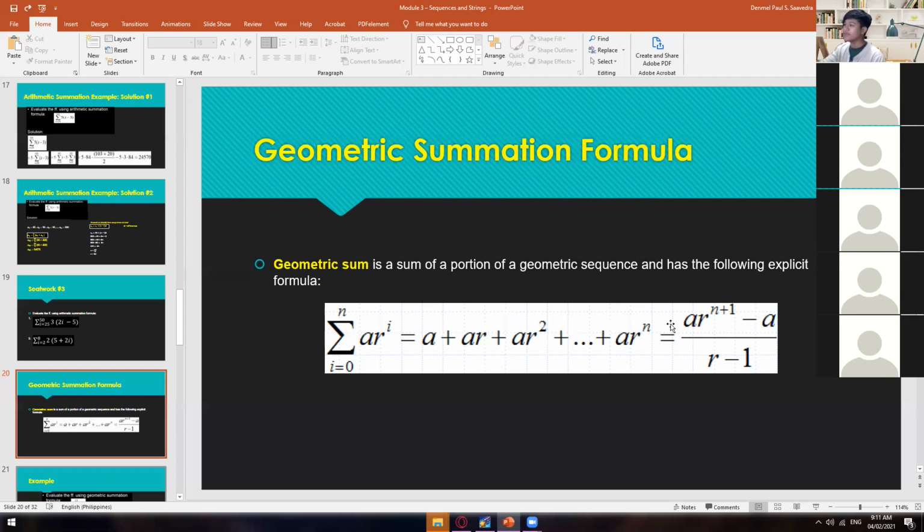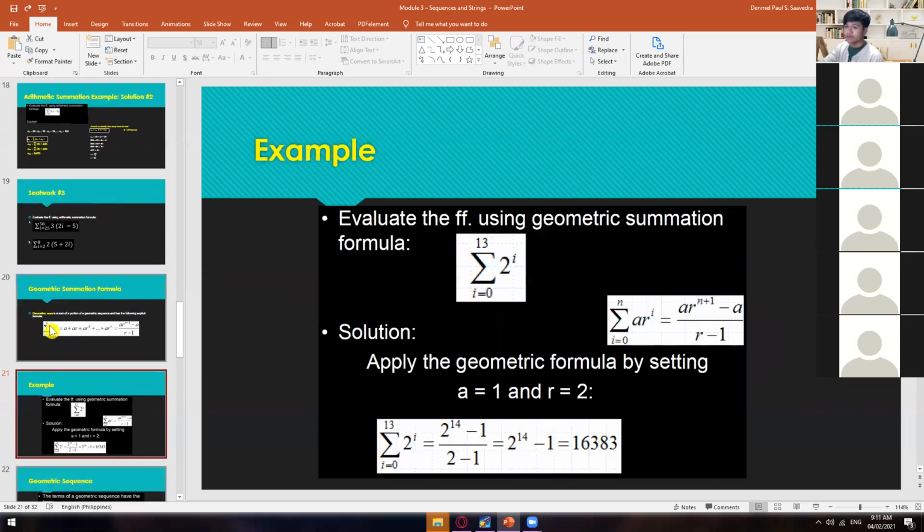Then we have this explicit formula, wherein this one is actually equal with this one: a times r raised to n plus 1 minus a, divided by r minus 1. If it's starting with 0, then you can use this formula. For now, I'll leave the memorization part to you later on. For you to be able to understand this one a little bit more, we have this example.